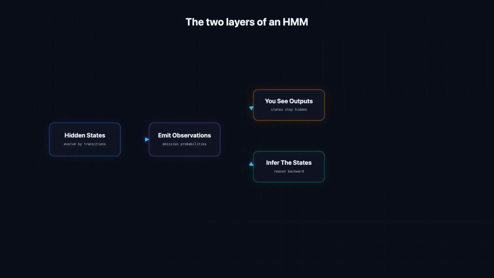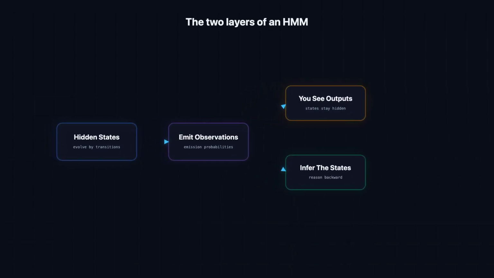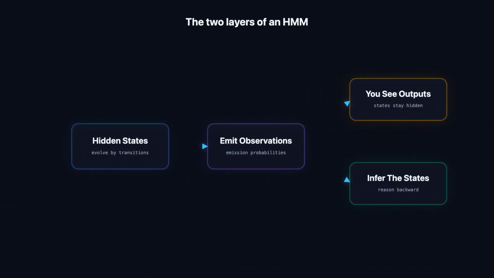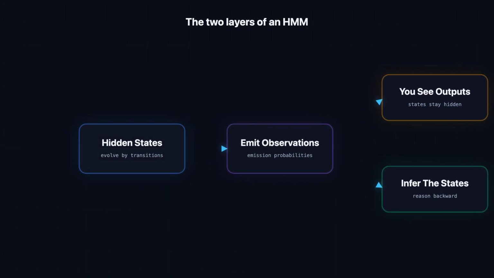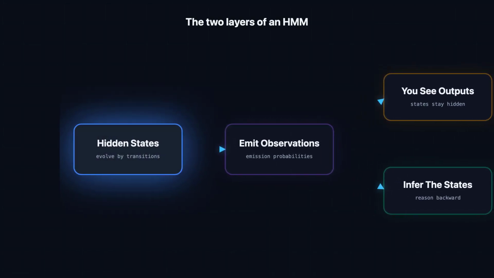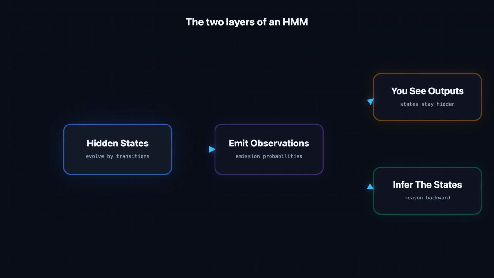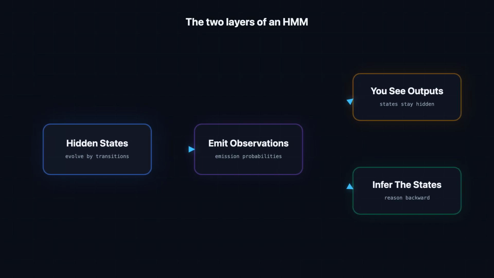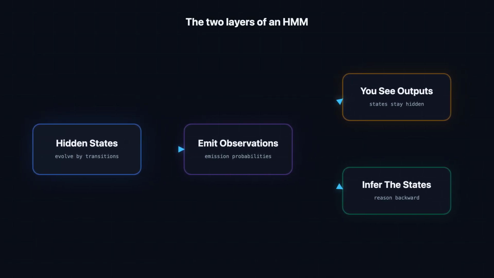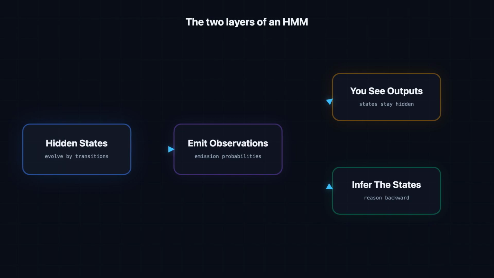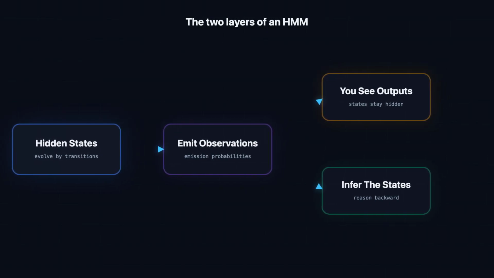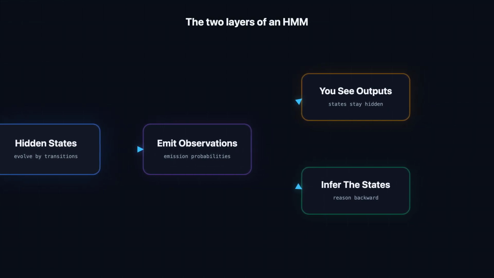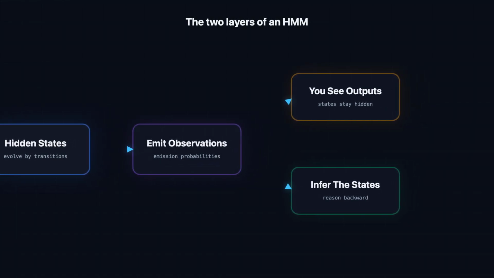To really get it, follow the two layers that make up the model, one leading into the next, and watch how the visible clues connect back to the hidden story. Underneath, everything runs on a chain of hidden states. In our example, that's the weather, rainy or sunny, and it evolves by the Markov property, meaning the next state depends only on the current one, not the entire history before it. Those jumps from one state to the next are governed by transition probabilities.